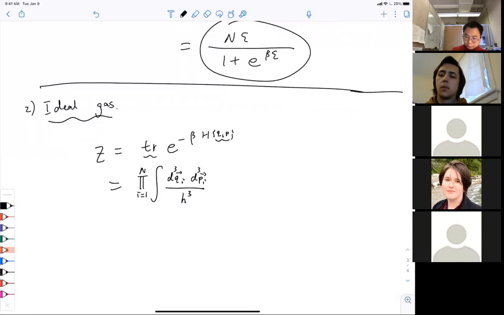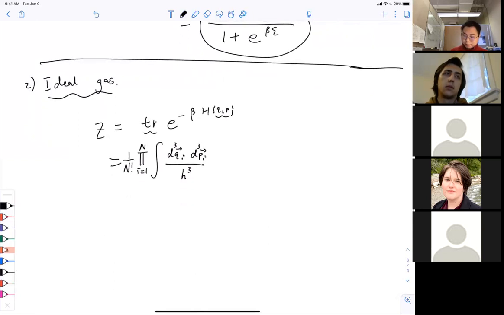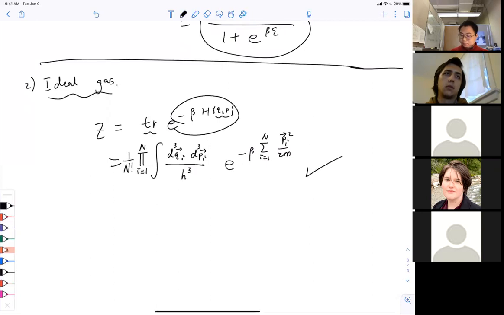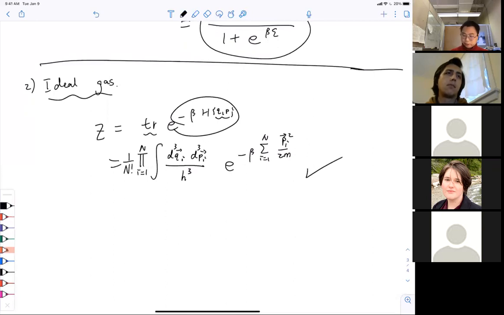There are N particles, we assume. And we also divide by N factorial to account for the indistinguishable property of the particles. We mentioned this last time, and this guy is exponential of minus beta, summing over i from 1 to N of p_i squared over 2m. I believe this. Any question about this step? Just let me know if you have questions.